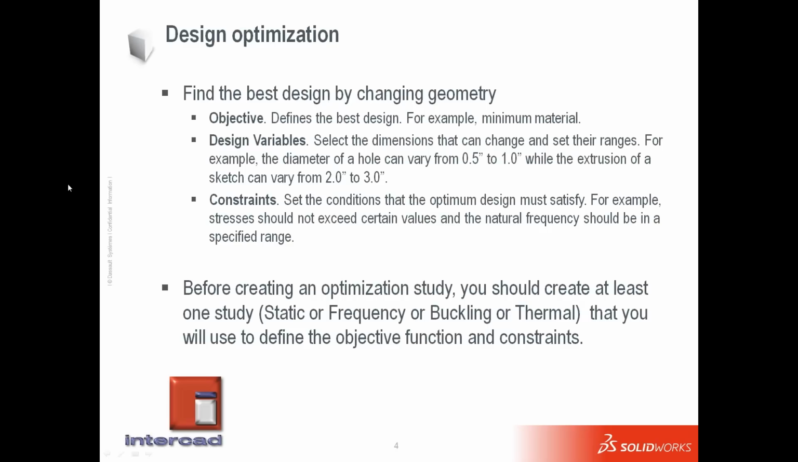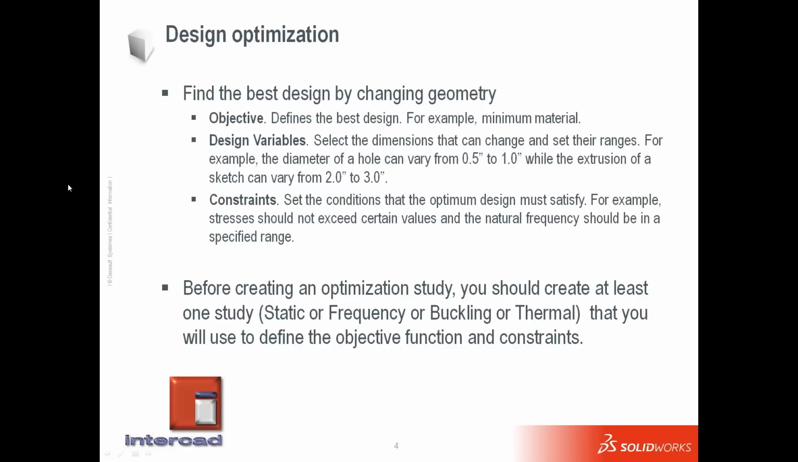With that introduction, we're going to have a definition of optimization. Finding the best design by changing a geometry or a dimension is the ultimate goal of optimization. So we have an objective to find the best design. We have design variables, which could be our geometry and dimensions. And we have our constraints, which are the set of conditions that the optimum design must satisfy.